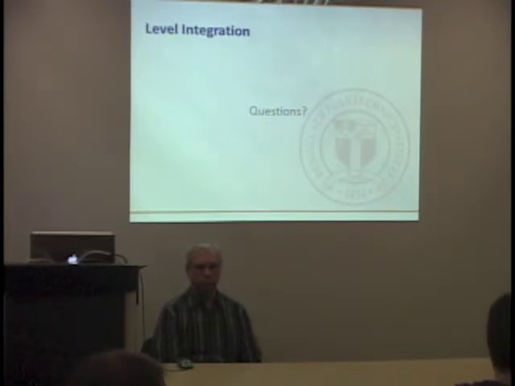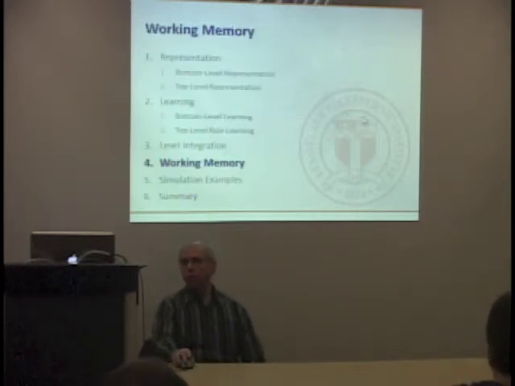Okay, yeah, I guess that's what I was wondering. So the top level rules can be proceduralized down to the bottom level to train those networks to have very fast, accurate performance. Yes. That's the top-down learning mechanism that we have. Right. Top-down learning. Okay, working memory.